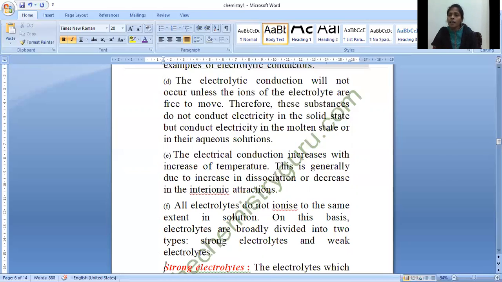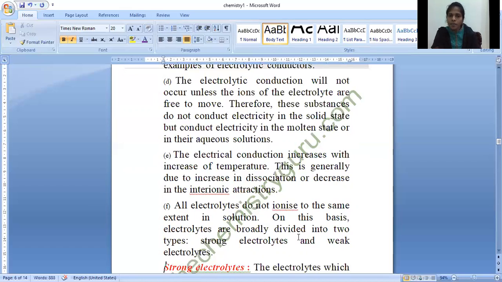But whereas few electrolytes are not decomposing completely. Some of the electrolyte is decomposing, but the remaining electrolyte is not decomposing. So what happens when the electrolyte is not decomposing completely? The number of ions will be less. When the number of ions is less, the conductance is also less. Yes. So every electrolyte is not decomposing with the same speed.